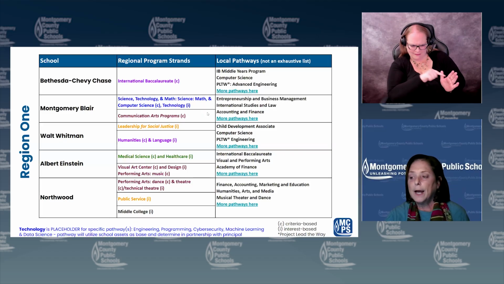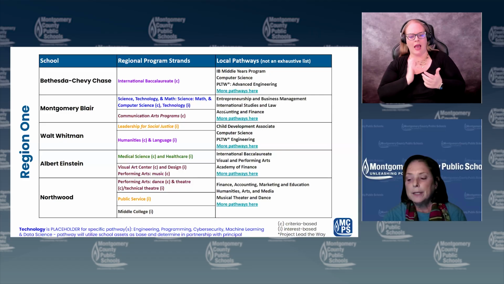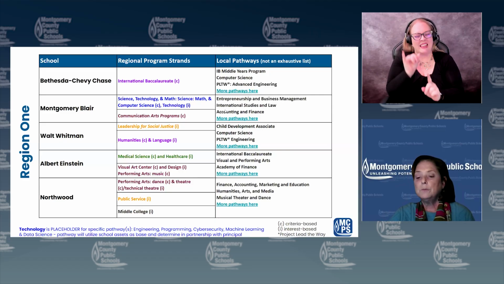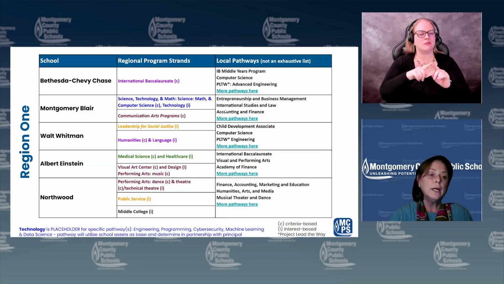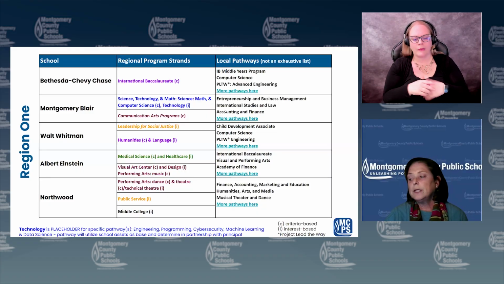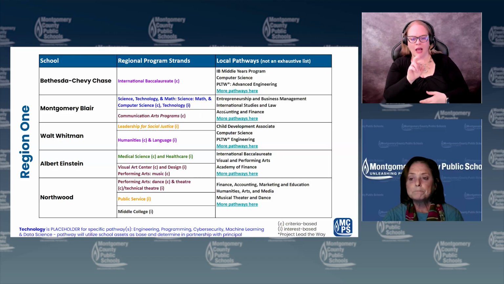I want you to know that technology is a placeholder for specific pathways within each of those sites. It could be engineering, programming, machine learning, cybersecurity. So I just wanted to mention that as we continue to go through.